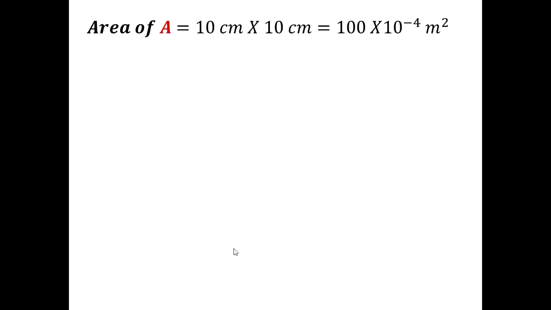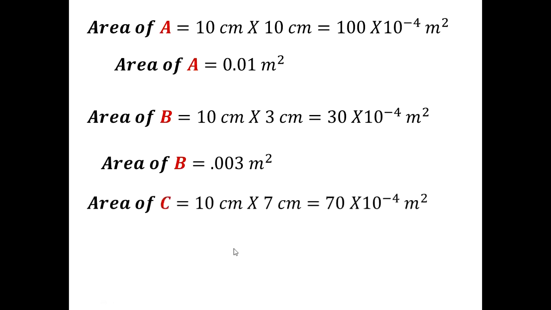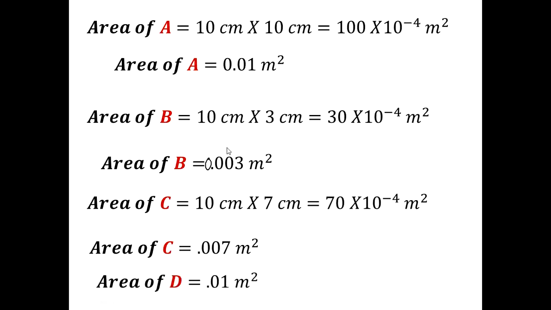Note down the areas. First one is 10 into 10 centimeter square, that becomes 0.01 meter square. Area of B is 10 into 3 centimeter square, that is 30 into 10 to the power of minus 4, which is 0.003 meter square. Similarly, area of C is 10 into 7 centimeter square, 70 into 10 to the power of minus 4, which is 0.007 meter square. Last one is 0.01 meter square, that is the D area.